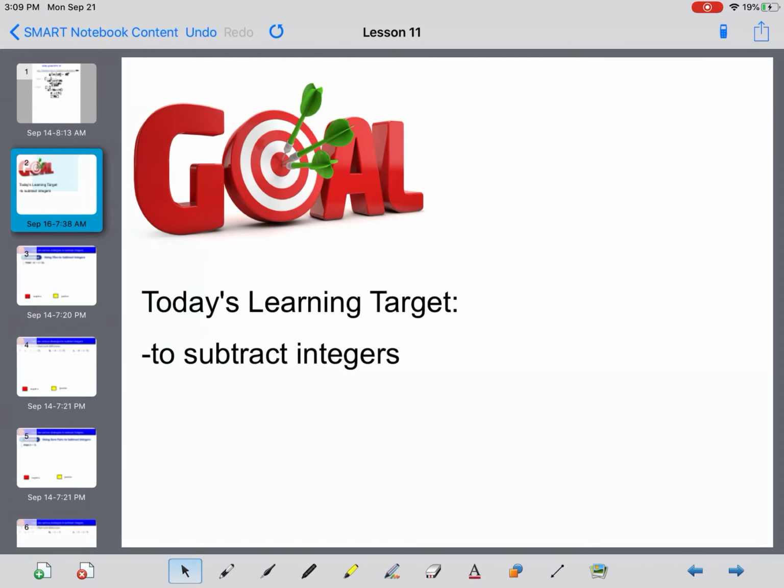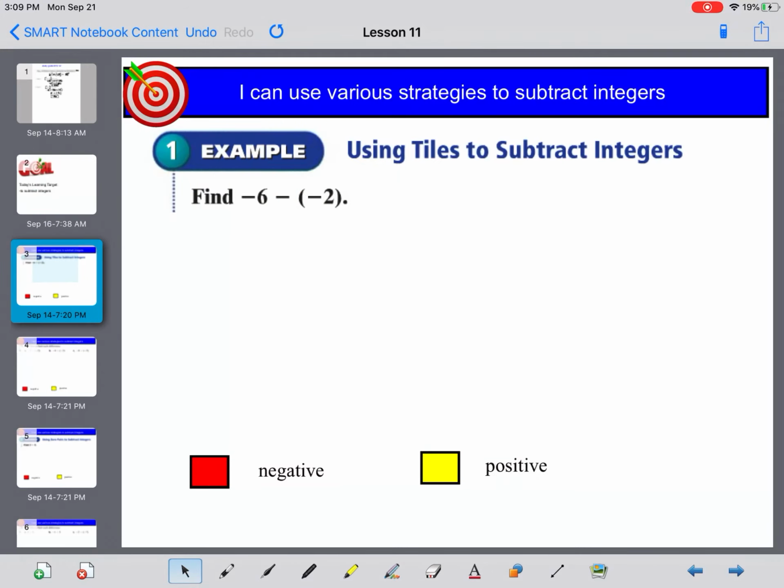Going forward today we are going to learn about how to subtract integers. If by the end of today's lesson video you are unable to subtract integers, you need to seek extra help. And we've talked multiple times about what that looks like. So, using tiles to subtract integers.